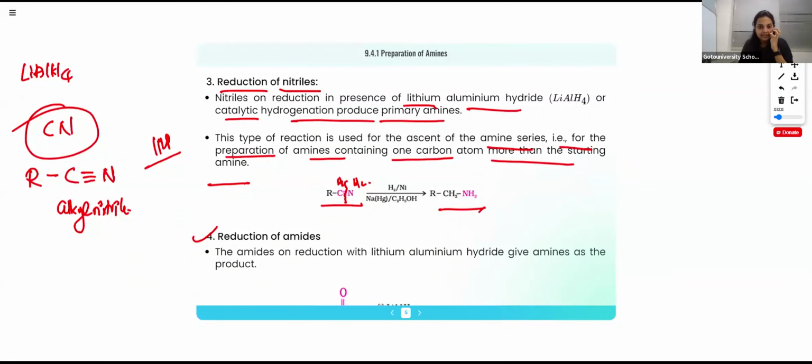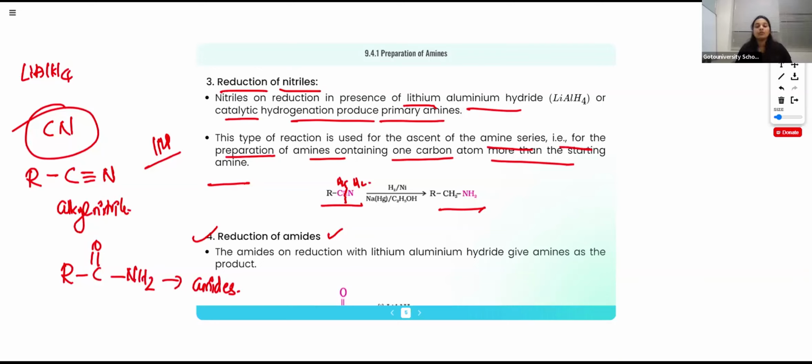So reduction of nitrile is clear, right? By doing the reduction in the case of nitriles, we will produce amines. Next one, reduction of amides. Important. What do I mean by amide? RNH2 is amines, right? RCONH2 is called amides.